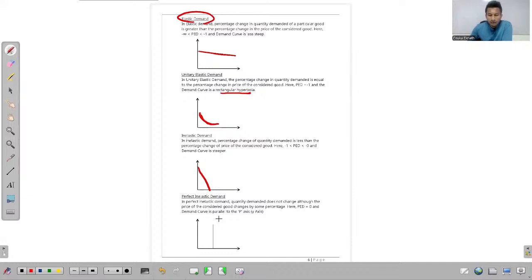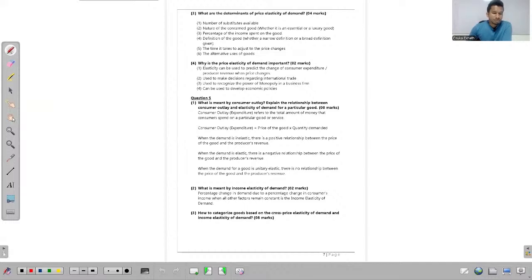And if you draw a demand curve for a product with perfectly inelastic demand, that demand curve is parallel to the price axis. You need to label the axis. Just do that. Right, and then we'll move on.